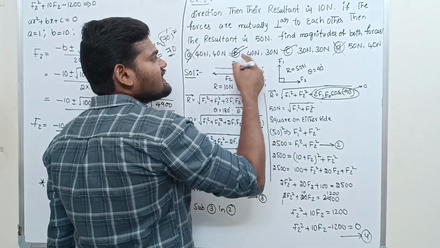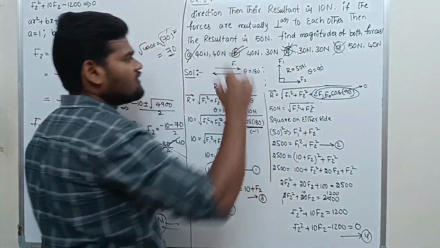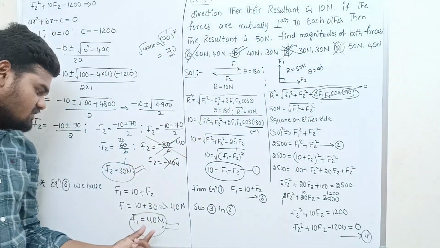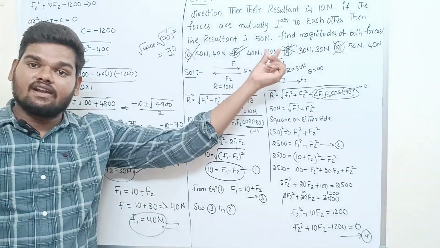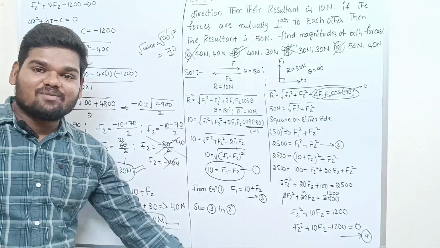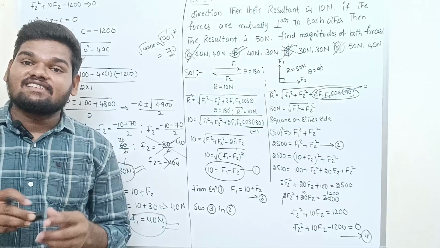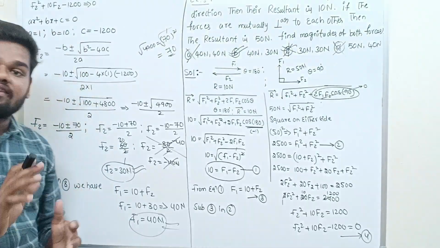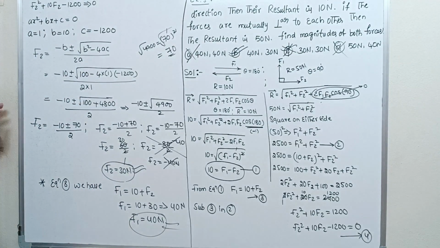So option B is correct. Option C is wrong. So what is the option? F1 is equal to 40 newtons, F2 is equal to 30 newtons. Is it clear? So it was a big problem, right? If you practice, then you will get it easily. Okay, right. So pause the video and write the solution.